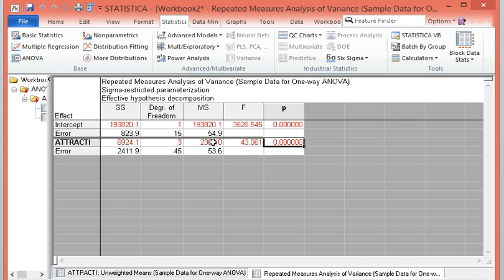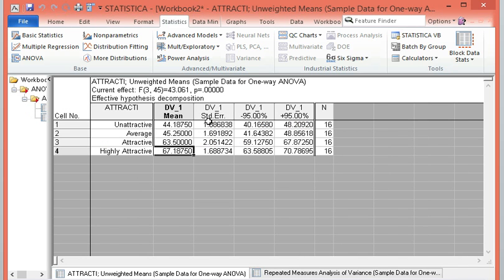So the mean square for error is the variance we expect by chance, and this mean square is the variance that is occurring in our specific data set. So we can see that the variance is much larger than what we would expect by chance. That's why our p-value, the probability that our results happen by chance, is very, very slim. So we now know that there is a significant difference among these.